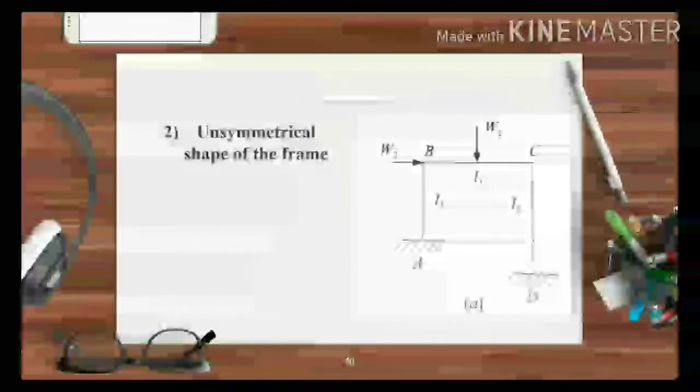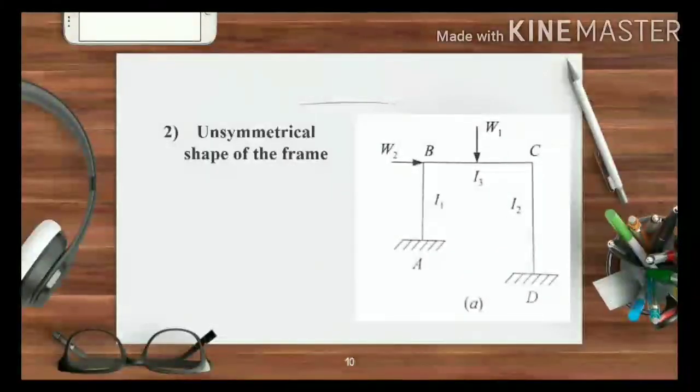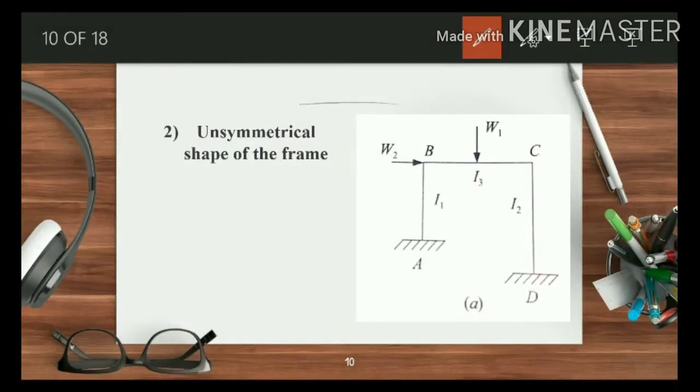Next, the second condition is unsymmetrical shape of the frame. If there is any unsymmetrical shape, that is, here the length of AB and the length of CD are different, then due to this unsymmetrical shape of the frame, that is due to the different lengths of the columns AB and CD, the frame will be a sway frame. Also there is a horizontal load of W2 acting, so due to this horizontal load also, the frame will be a sway frame.